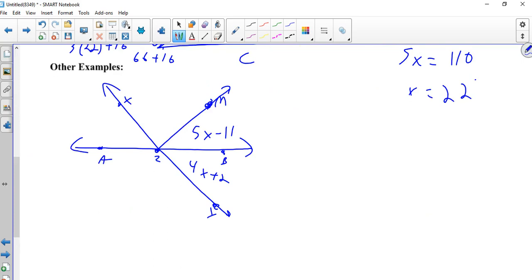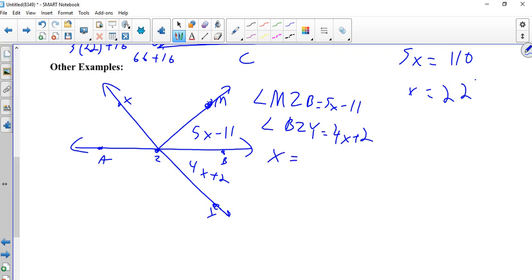Okay, go ahead and hit pause real quick and copy this down. I have a straight AZB, XZY, M up here. If I say that angle MZB is 5x minus 11, and angle BZY is 4x plus 2, what does x have to be to make MZY a right angle?